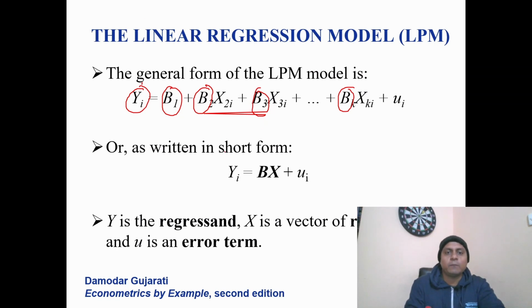In short form, we use yi equal to bx plus u. Here yi means the dependent variable, b is the coefficients, x is the independent variable, and ui is the error or random error or randomness. X is the vector of regressors, and u is an error term. So this is the basic fundamental model of any linear regression model.